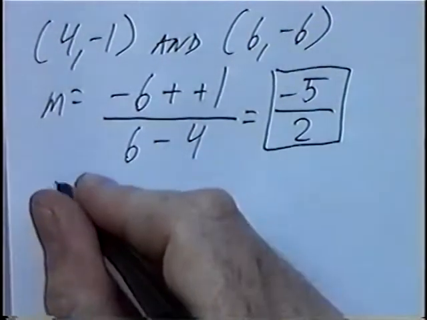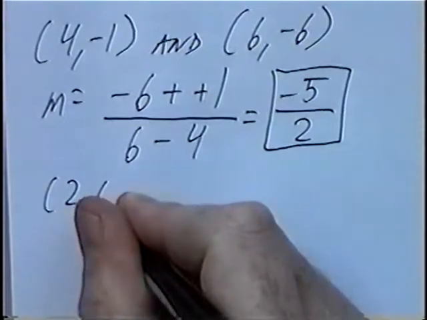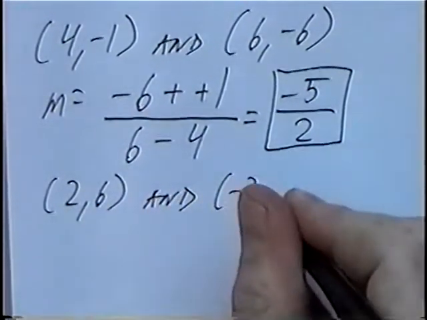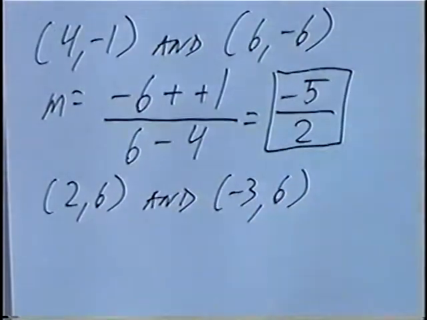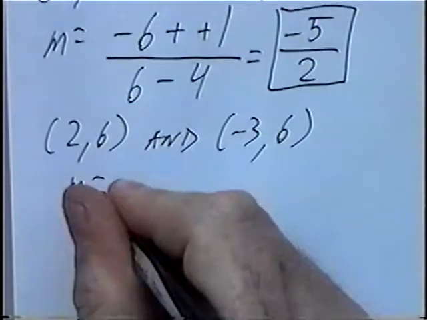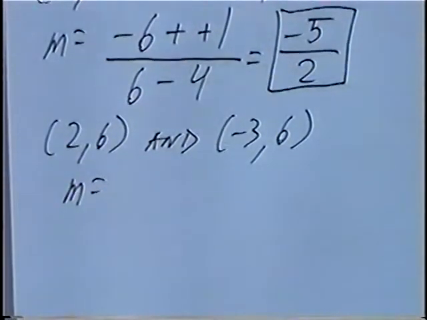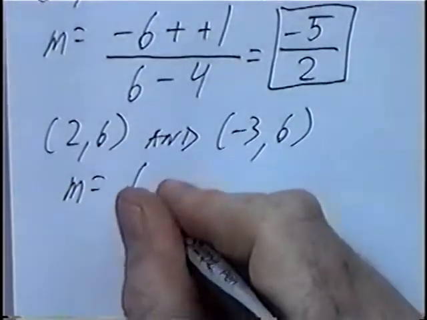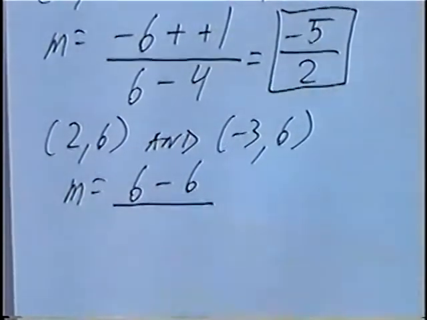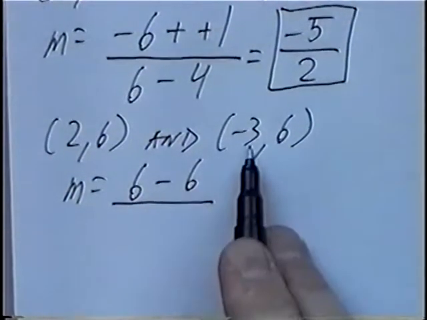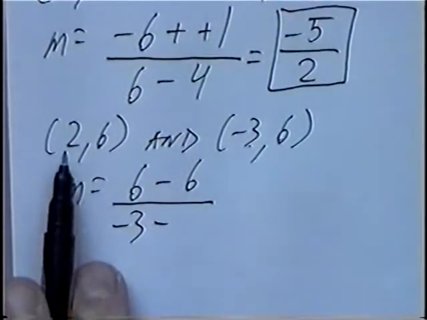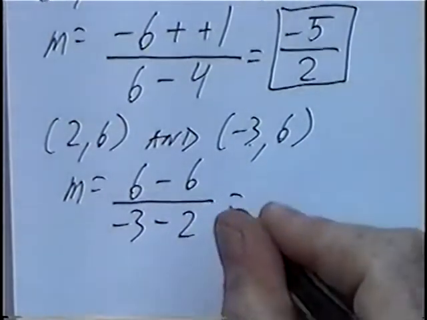Second question. First point is 2, 6, and -3, 6. And again, using the equation from above, the slope, m equals the second y value, which is 6, minus the first y value, which is also 6, divided by the second x value, which is -3, minus the first x value, which is 2.